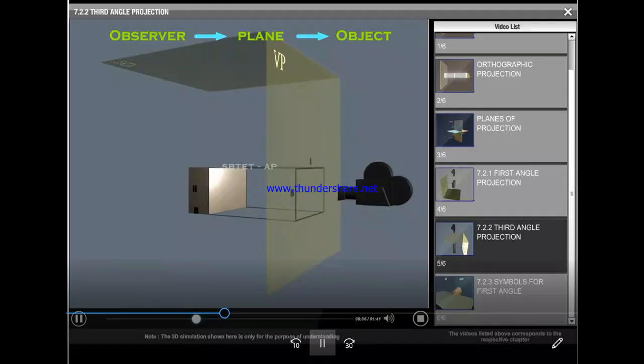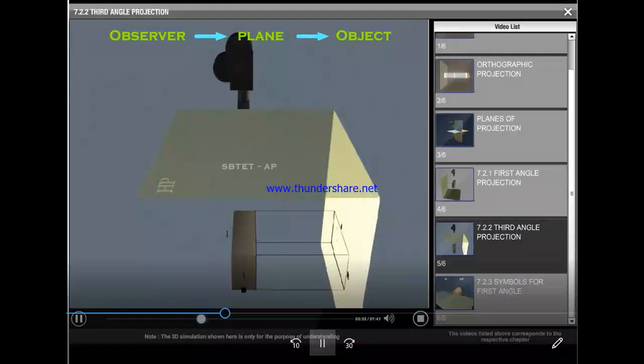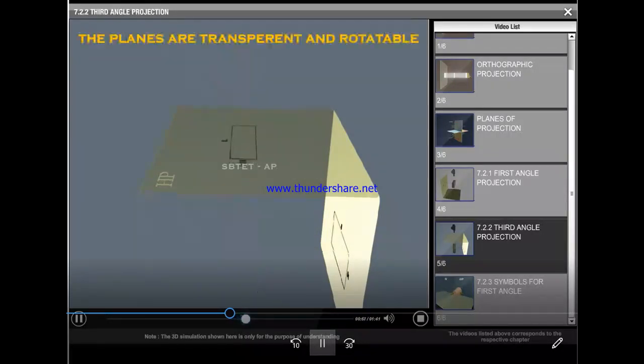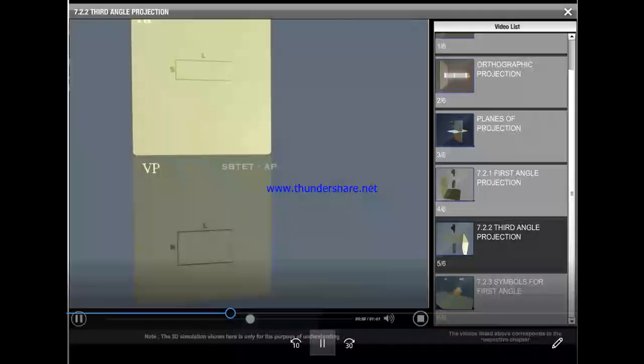Now, to get the top view, look at the object from the top and check the setup. Now, project the top view onto the horizontal plane, rotate the horizontal plane through 90 degrees clockwise and bring it in line with the vertical plane. Therefore, we are getting the top view below the front view.